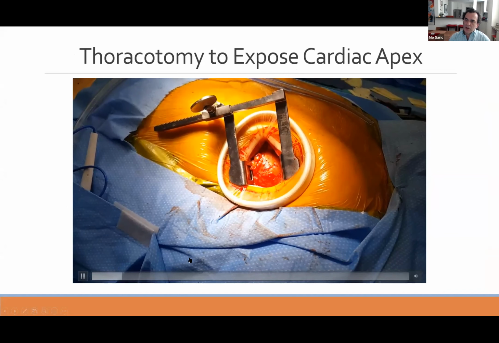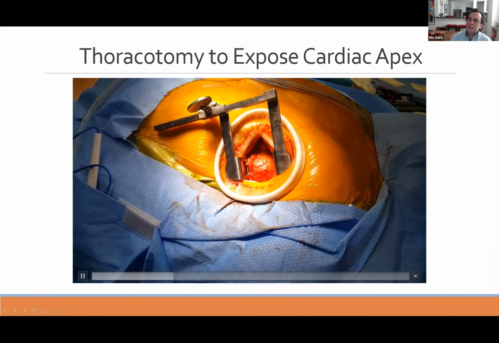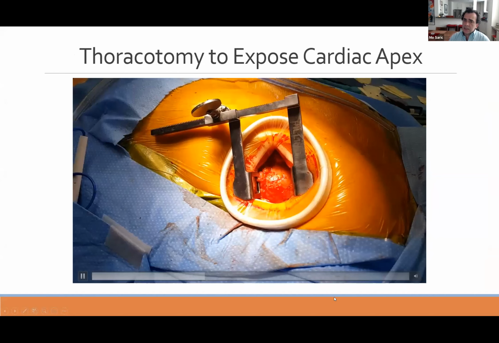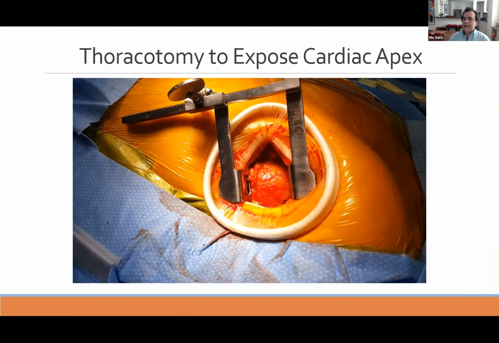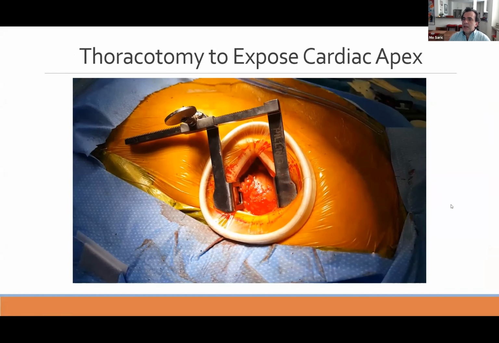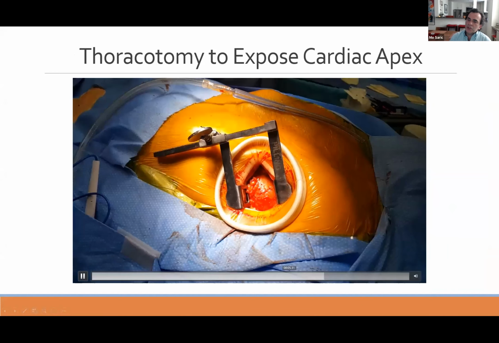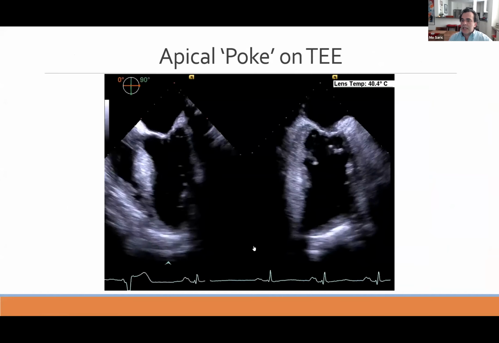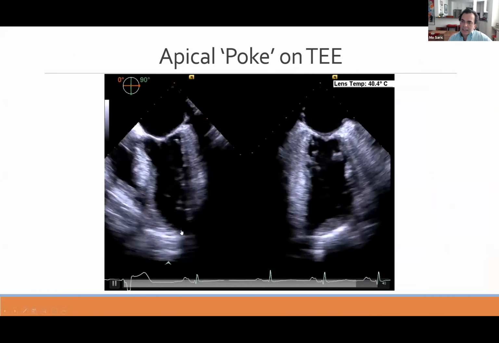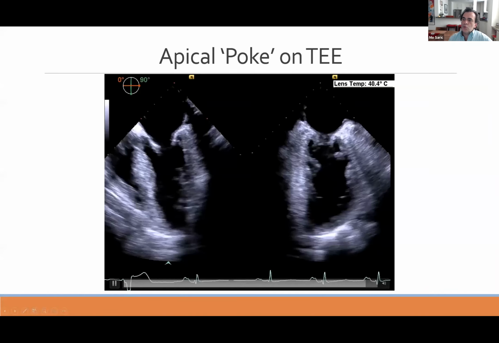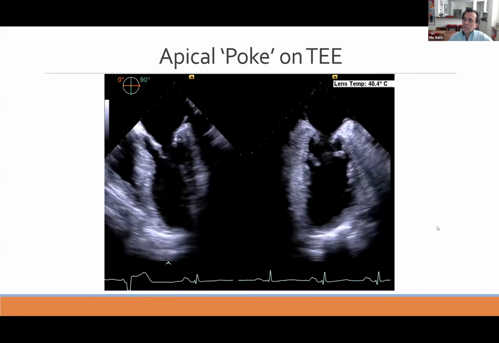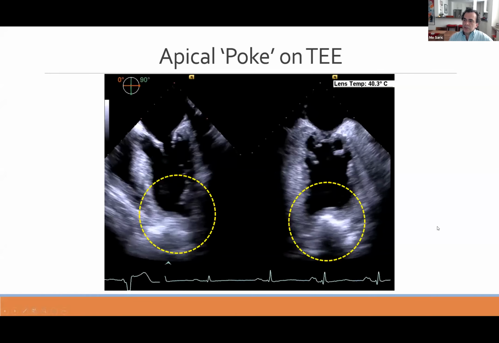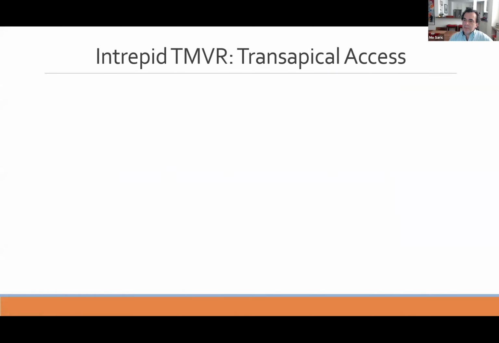And then this is the video that shows the surgeon exposing the apex. So this is really still a surgical procedure. And then in the next step, the surgeon pokes the apex, and we have to show on imaging that this apical poke ascertains that the surgeon is truly at the true apex to perform the puncture there. So this is transapical, this is the apical poke.